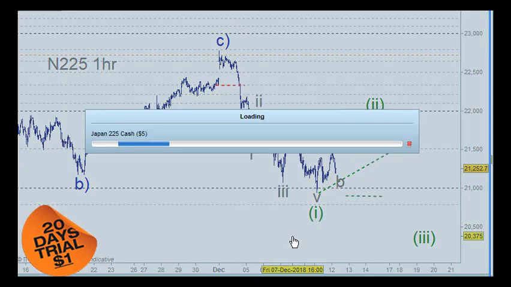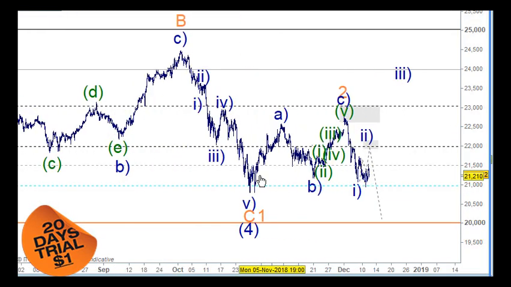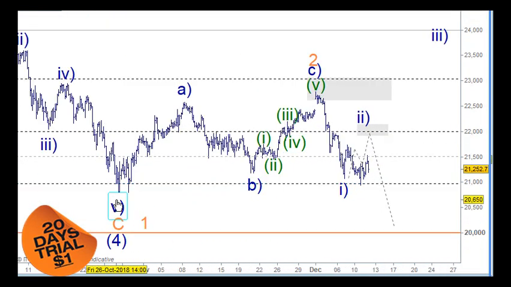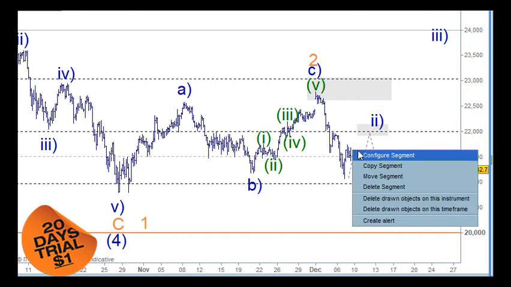So just on the 4-hour chart here, just to bring in the bigger picture here, there's a couple of ways I can count all of this, but yeah, we're just waiting for this particular rally here. I'll just clean this up here.